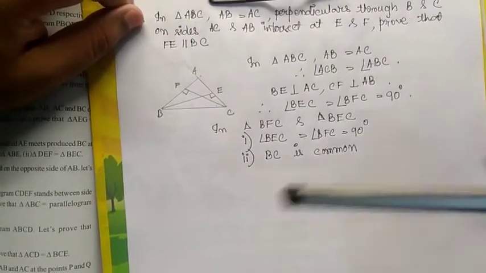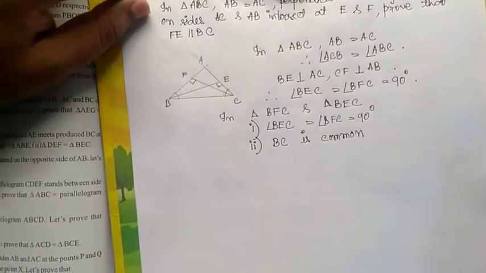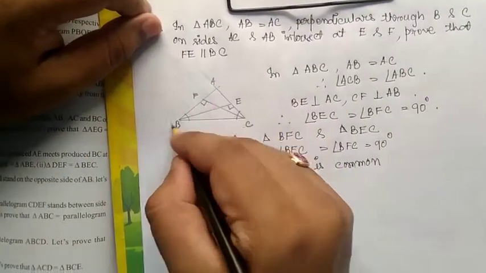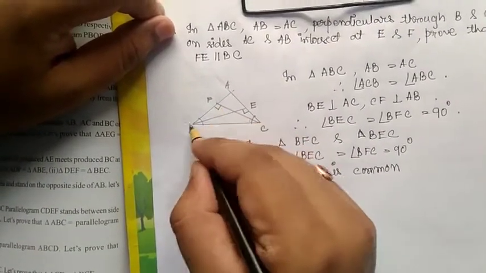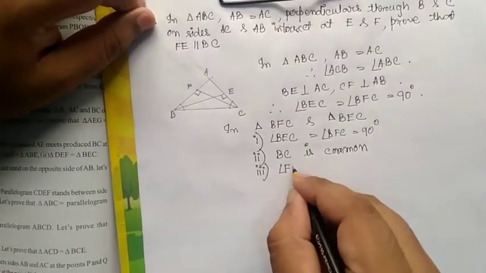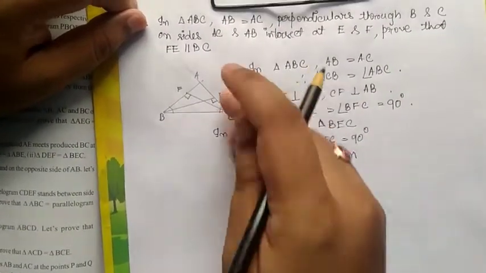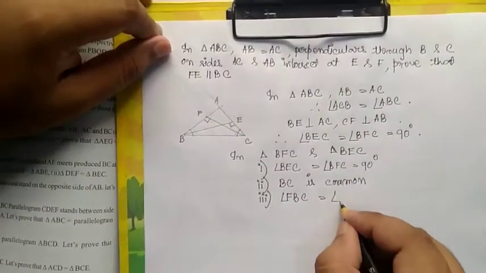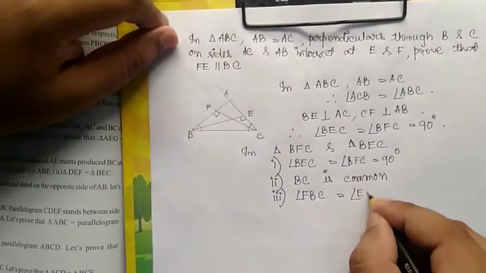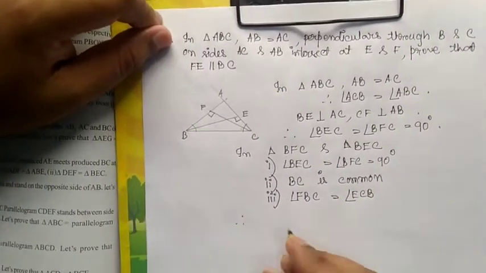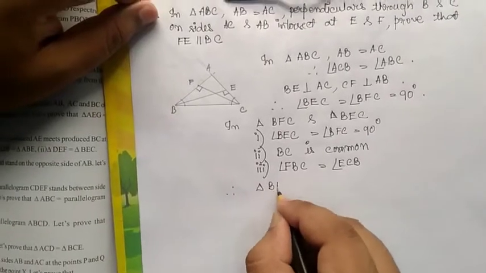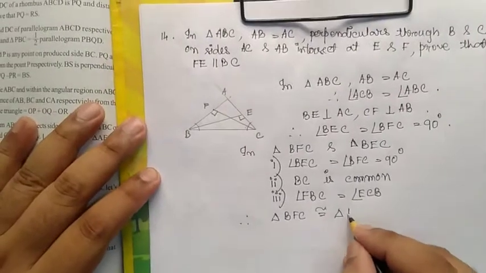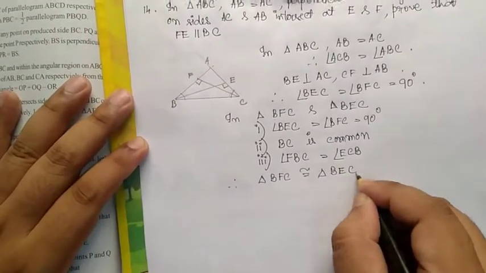Now you see previously we proved that these two angles are equal. So if these two angles are equal, therefore we can say that in place of ABC, angle FBC equal to angle ECB in place of ACB. So therefore these two triangles are congruent to each other by AAS.